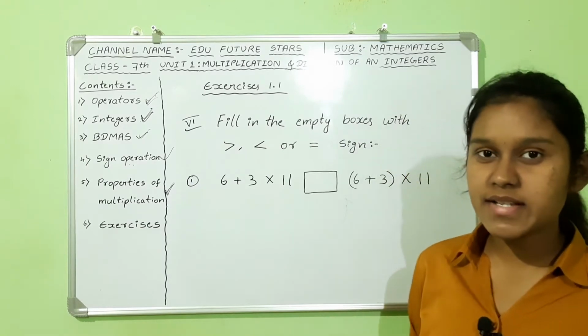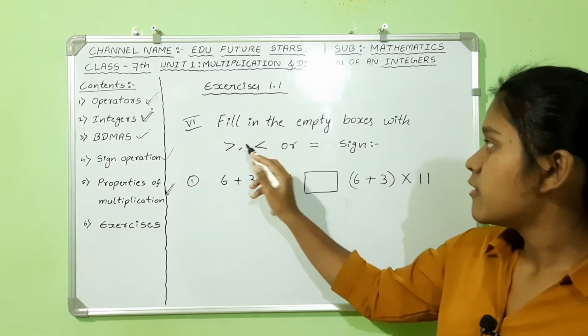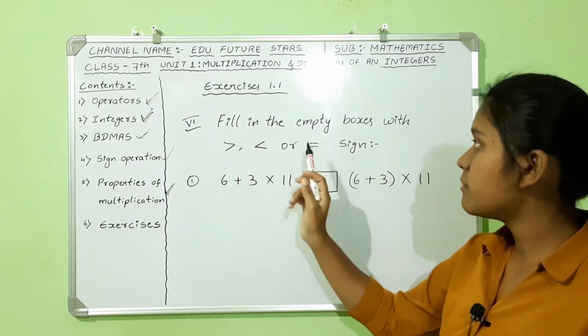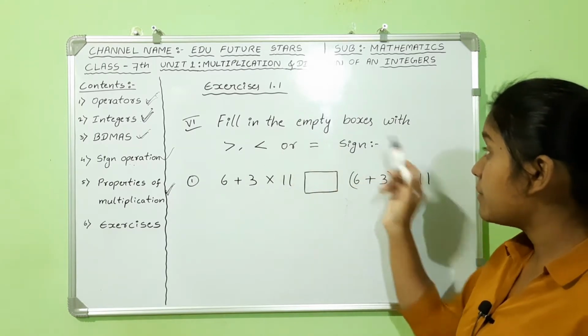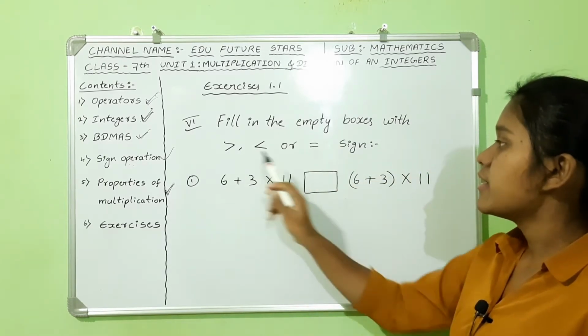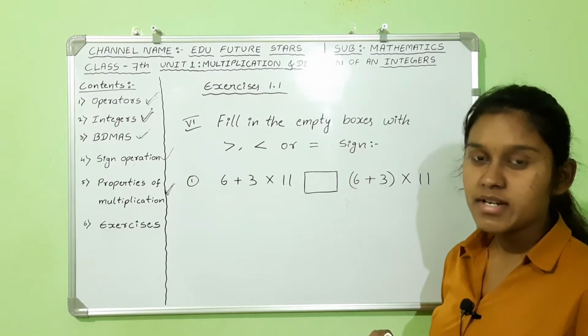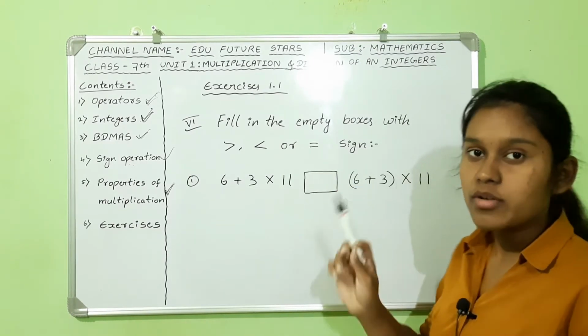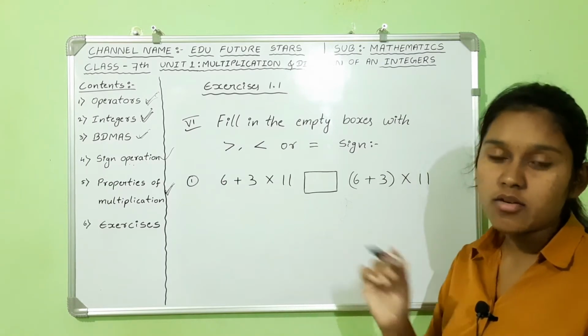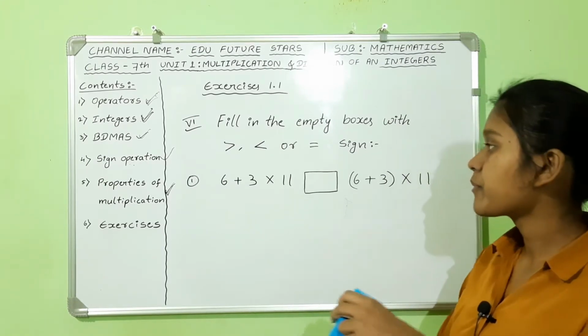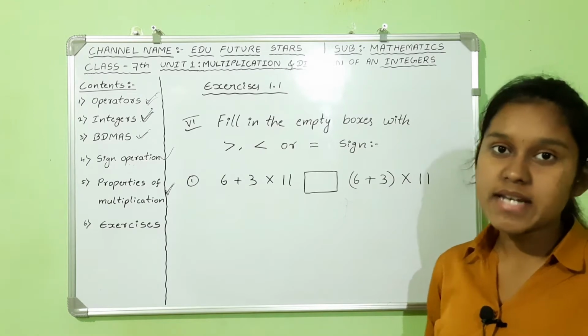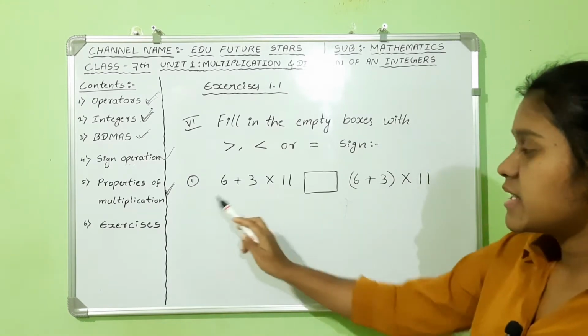Okay friends, now let's see the sixth main. Okay. Sixth main is fill in the blank, or fill in the empty boxes with greater sign, lesser sign or equal sign. Okay. We have an idea about the greater sign and the lesser and also equal sign. Okay. In the last classes we already studied that. Okay. Let's see the first question.